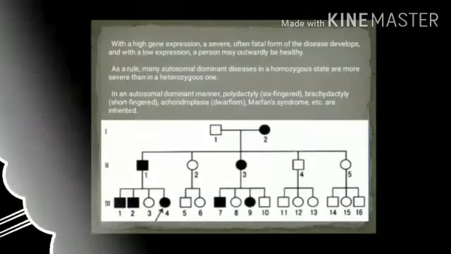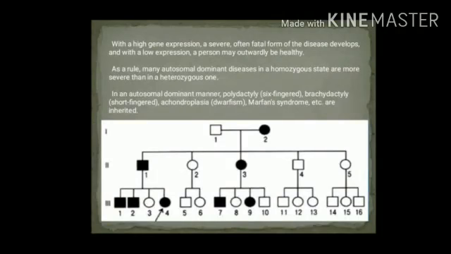You can see a pedigree of a dominant autosomal disease, and you can see vertical and horizontal transmission, not independent of male and female. And on the next slide you can see an example of an autosomal dominant disease.